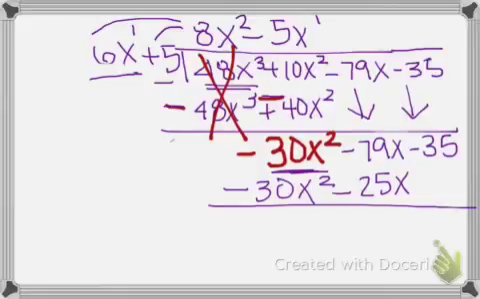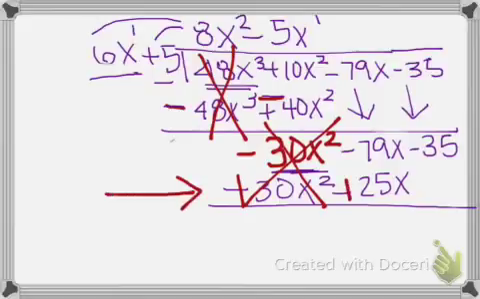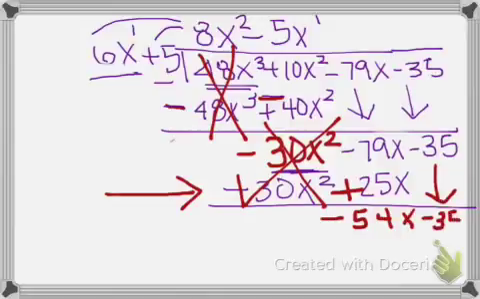And then we want to make sure they're opposites after we've distributed, so that way they can cancel each other out. If you change one thing in this line, you have to change the other thing. Now we can add them up, and drop down our negative 35.